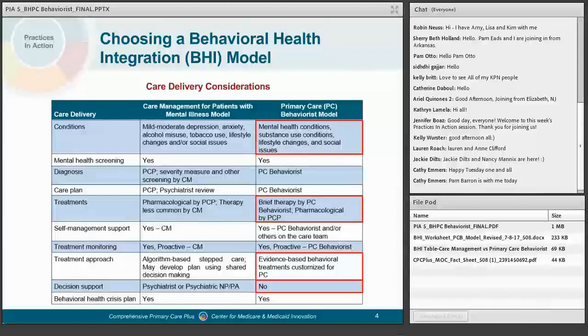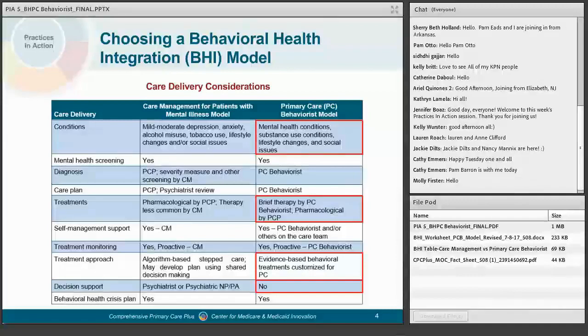The primary care behaviorist screens, assesses, diagnoses, treats, and monitors behavioral, mental, and substance use conditions as well as social issues. The behaviorist utilizes evidence-based therapeutic interventions modified for primary care, such as brief therapy and crisis management. He or she engages in independent decision-making for diagnosis and treatment.